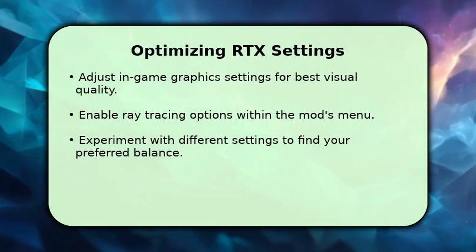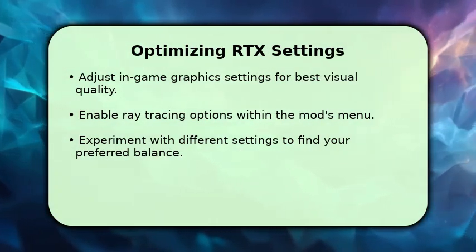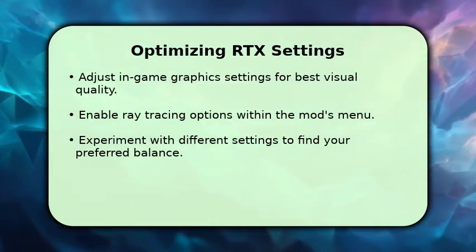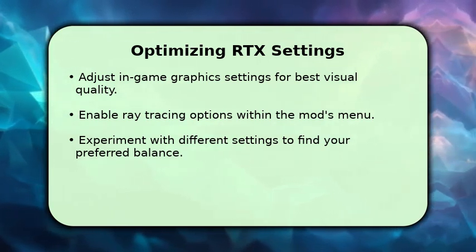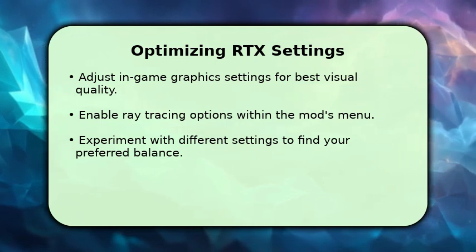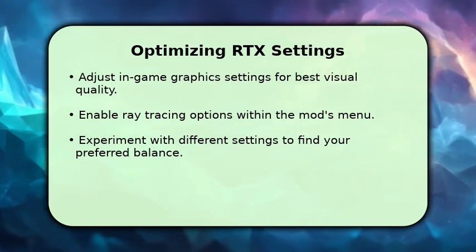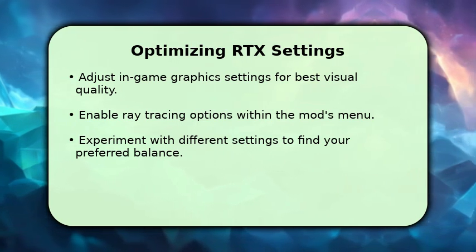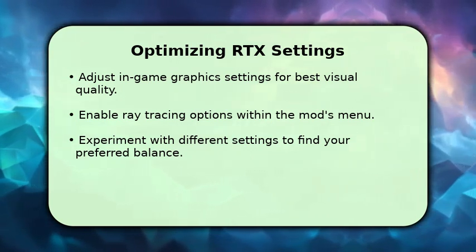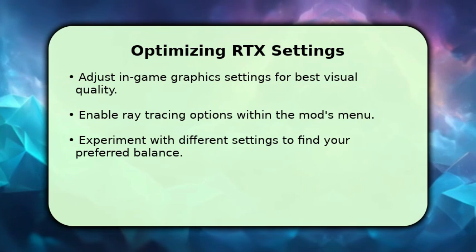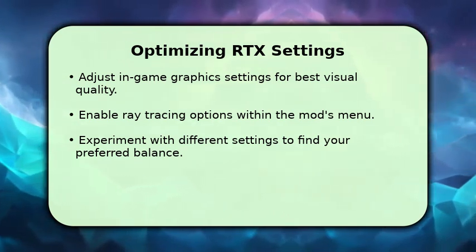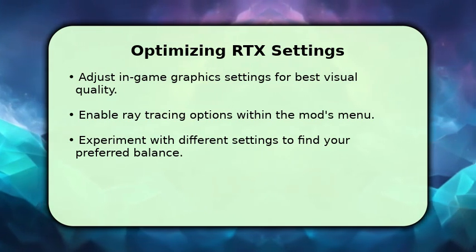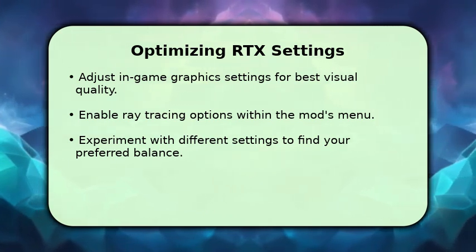Now launch Half-Life 2 with the RTX mod. Head into the game's graphics settings. You'll find new options specifically for ray tracing. Start by enabling the core RTX features. Then, fine-tune settings like global illumination, reflections, and shadows to your liking. Don't be afraid to experiment. Finding the perfect balance between visual fidelity and performance will greatly enhance your gameplay experience. Enjoy the stunning new visuals.